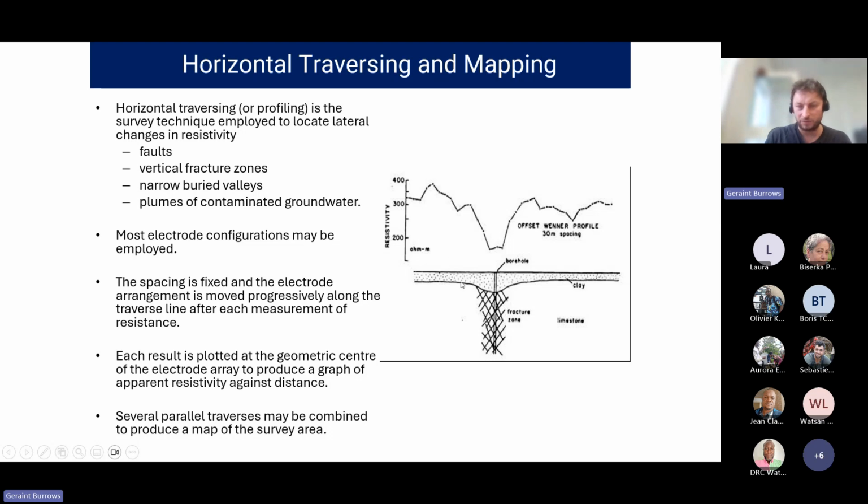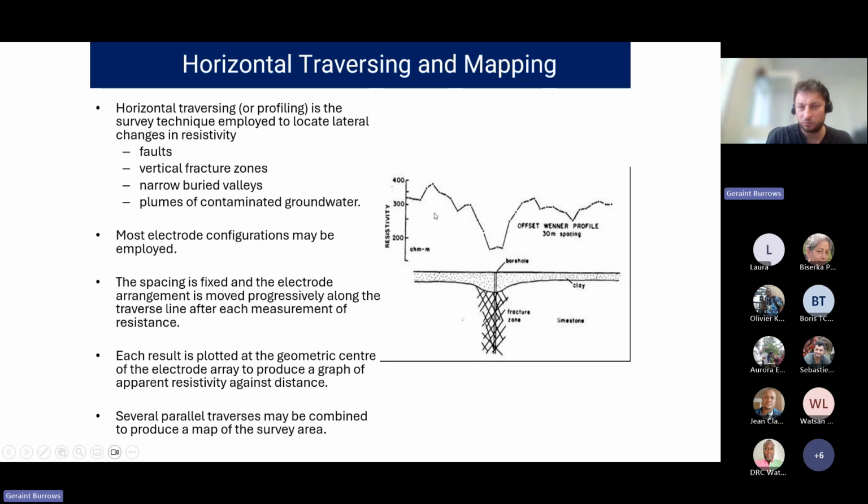So in this particular diagram, in this conceptual model, you have a fracture zone with a slightly deeper zone of weathering. You would then come along with your constant separation traverse, where you'd have your electrodes all separated at a uniform distance. It doesn't necessarily need to be using a Wenner array. You could be using a Schlumberger array as well, but you wouldn't change the distance between the electrodes, and you'd move that whole array laterally along.